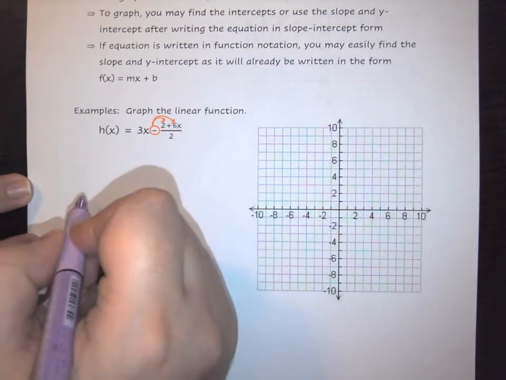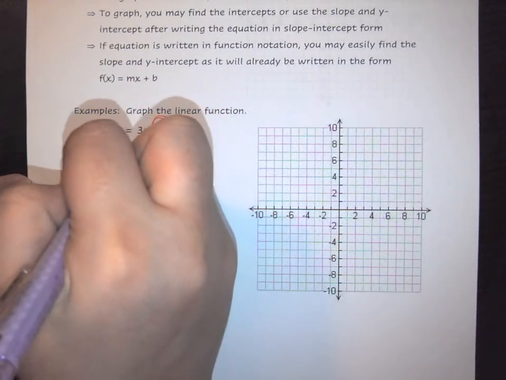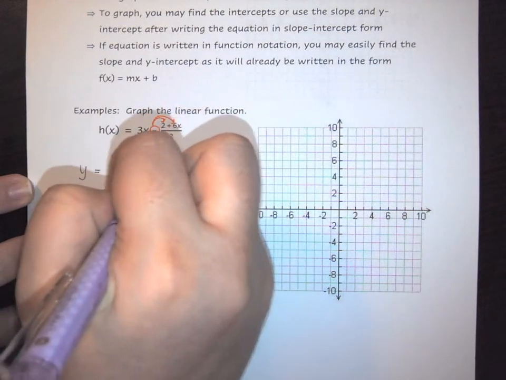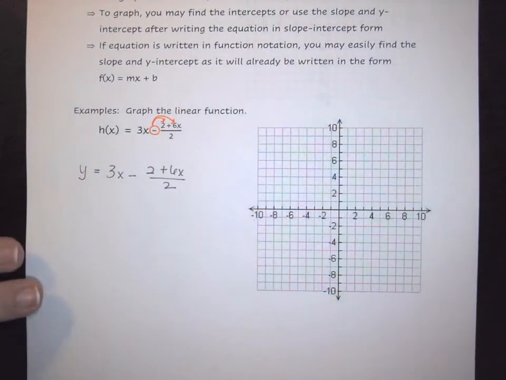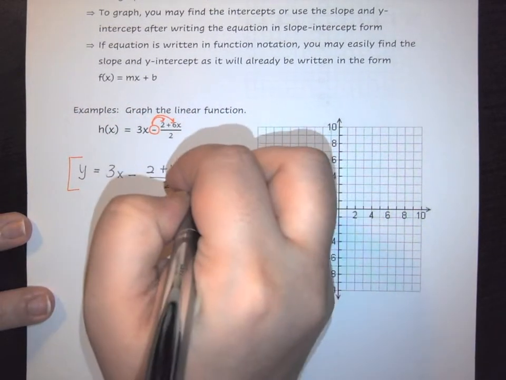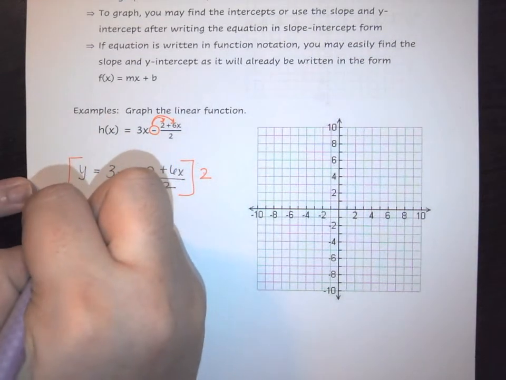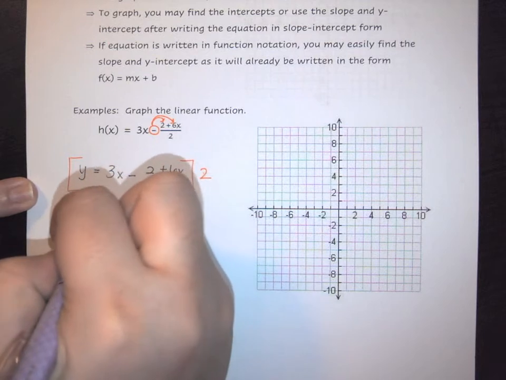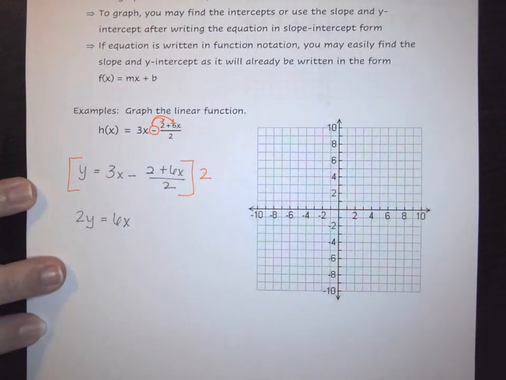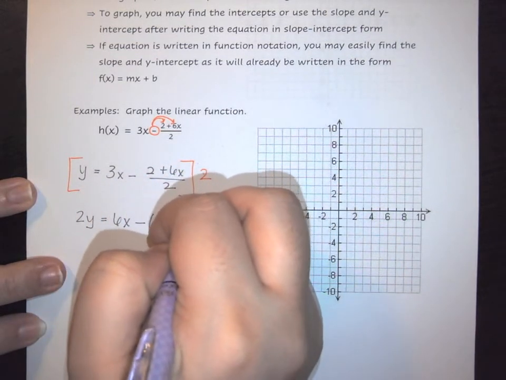I'm going to rename my function to be a y just to make life a little easier. So we have y equals 3x minus (2 plus 6x) all over 2. The first thing that we're going to do is get rid of this fraction by multiplying everything by 2. So when we do that, we end up with 2y is equal to 6x, then this minus, and now I'm going to open a parentheses, and I have 2 plus 6x.